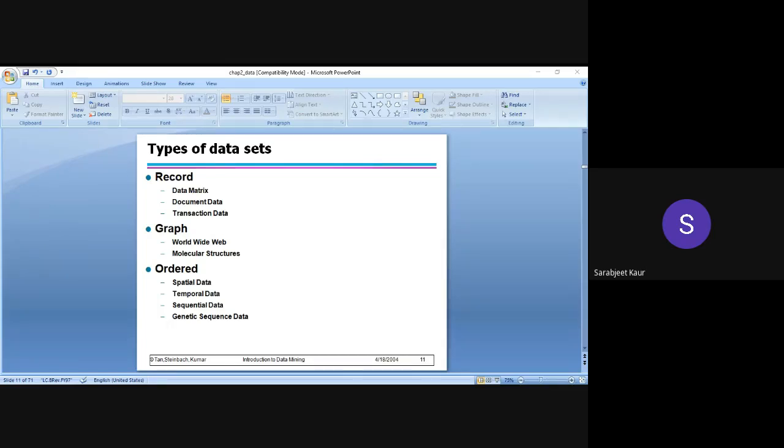Now there are several important characteristics of data that we have earlier discussed. One of them is dimensionality. If you remember, I have discussed dimensionality with you in detail. Dimensionality means that when the number of attributes in our data set is very, very large, then we say that the dimensionality of the data set is very large.